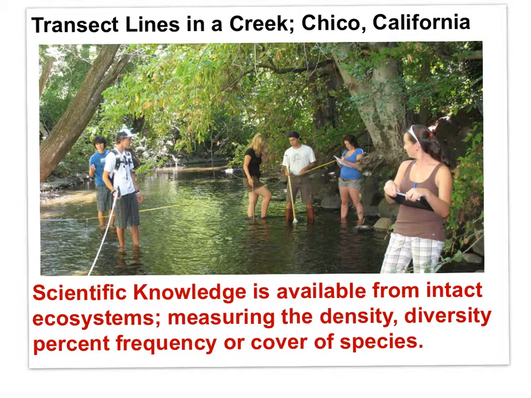How do we make decisions, prioritize about what species or ecosystems to conserve? Scientific knowledge is available from intact ecosystems where we can measure the density, diversity, percent frequency, or percent cover of species. This would be a reason to support habitat-based approach to conservation.